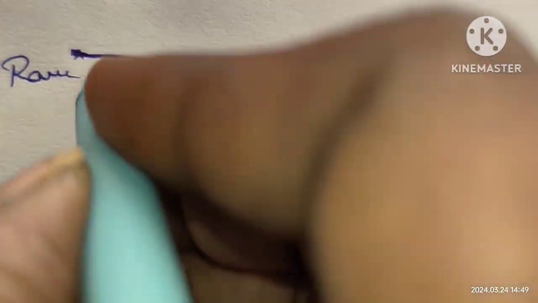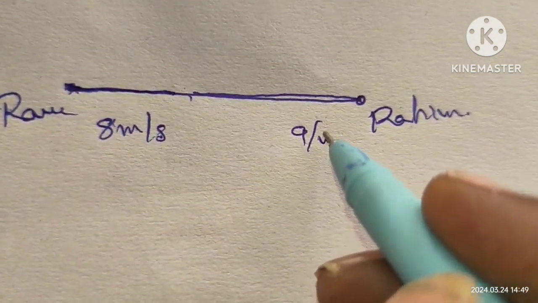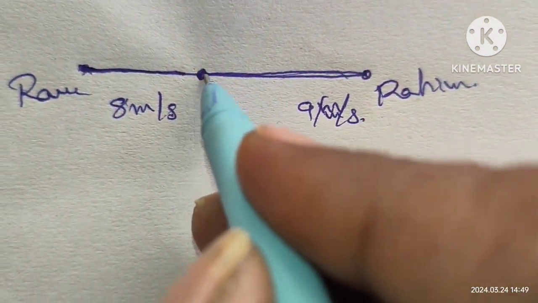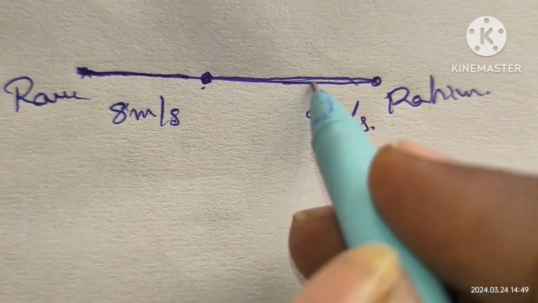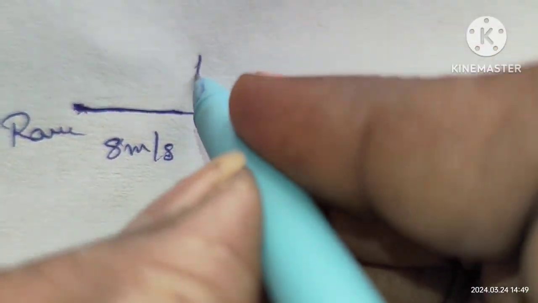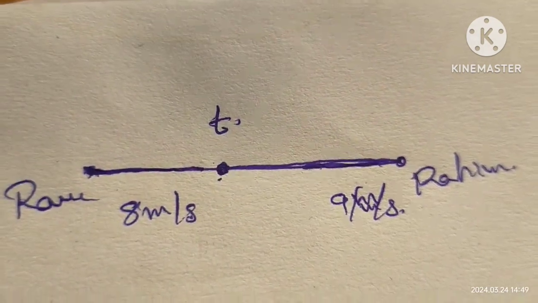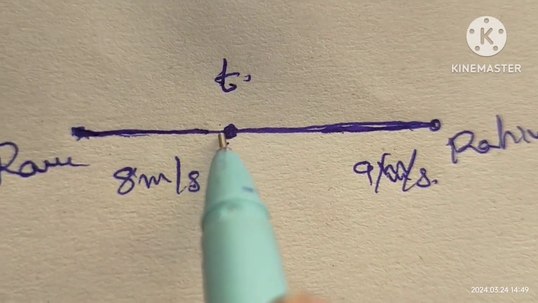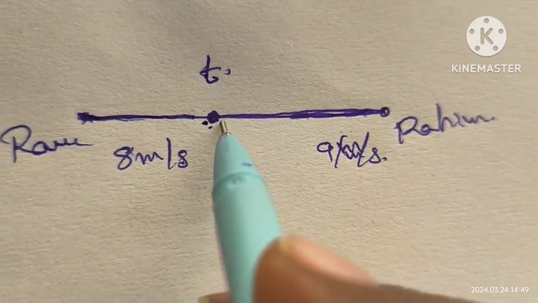His speed is given as 8 meters per second. His speed is 9 meters per second. Okay, at some time they will meet at one place. To meet at that place, let the time taken be t. Let the time taken to meet be t. Then in this time t, Ram runs some distance and Rahim also runs some distance.